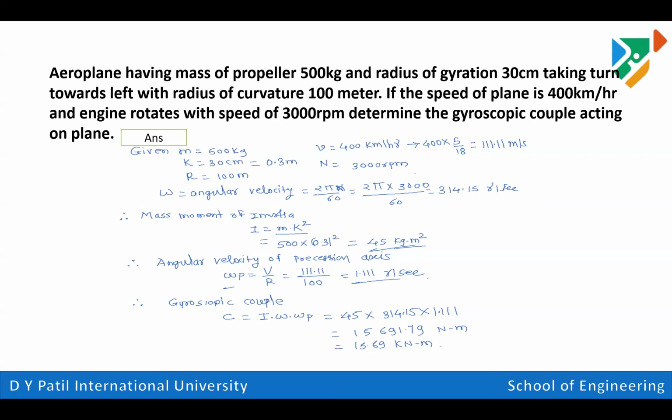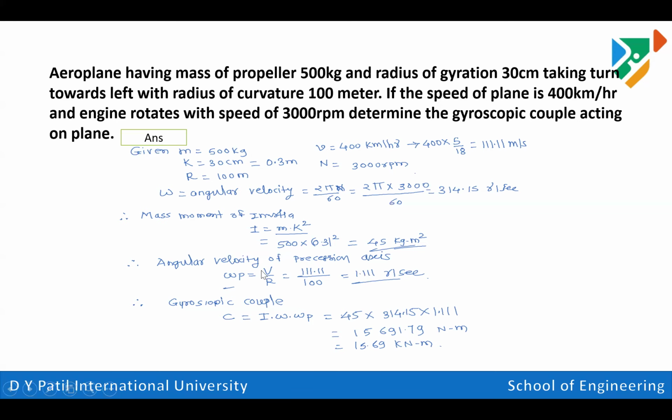Now again we can write mass 500 kg, velocity 400 km per hour, that is 400 into 5 by 18, 111.11 meter per second. K value 30 centimeter, that is 0.3 meter. Speed 3000 rpm is given, radius is 100 meter. So you can calculate omega as 2 pi N upon 60, that is 2 pi into 3000 upon 60. So the omega value we have is 314.15 radian per second. Then mass moment of inertia, I, we can calculate as m k square, that is 500 into 0.3 square. So that value is 45 kg meter square.